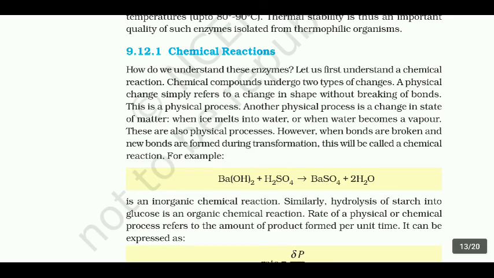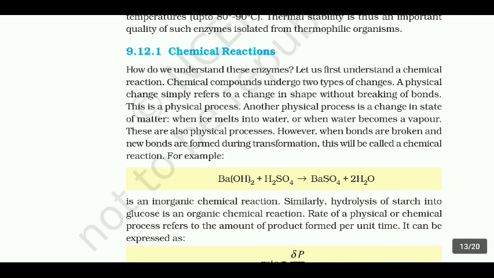9.12.1 Chemical reactions. How do we understand these enzymes? Let us first understand a chemical reaction. Chemical compounds undergo two types of changes. A physical change simply refers to a change in shape without breaking bonds. Another physical process is a change in the state of matter. When ice melts into water or when water becomes a vapor, they are also physical processes. However, when bonds are broken and new bonds are formed during transformation, this is called a chemical reaction.